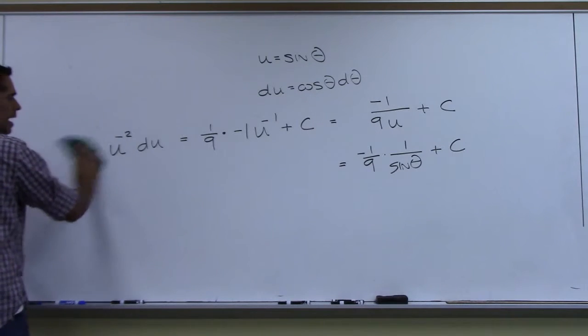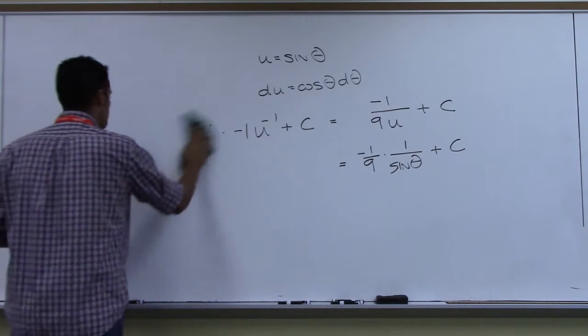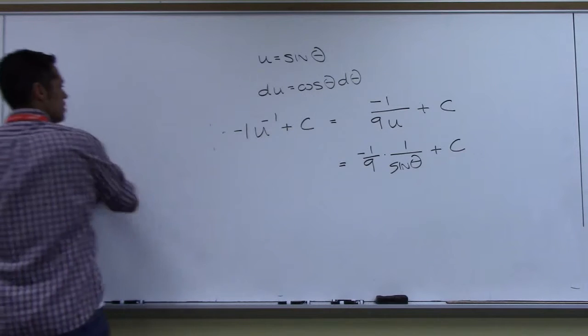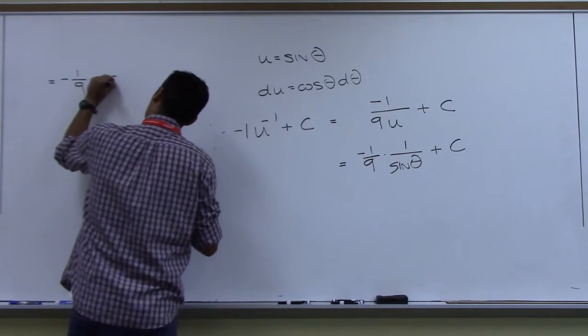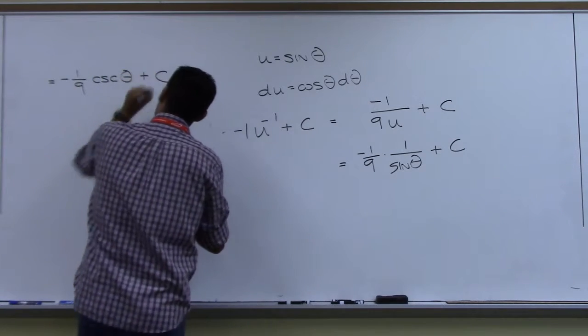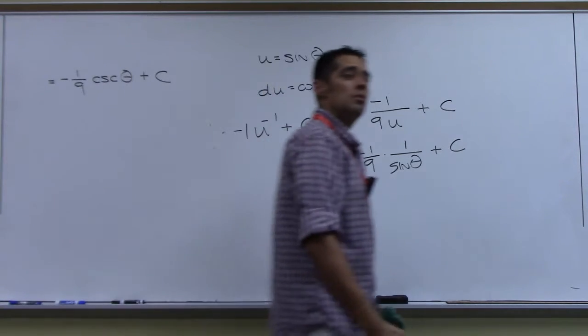Now you could leave it as sine theta down there and then go back to x, but I'm just going to write out what it is. This is negative 1/9 cosecant theta plus c. And now I need to get back to x.